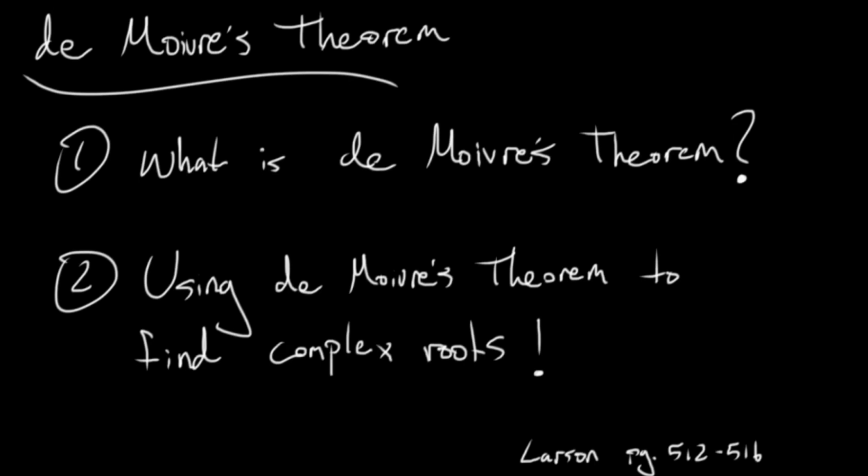But we are going to look at the theorem, and then we're going to use that theorem to determine the complex roots of numbers. So, like, what's the square root of 4? It's 2, and negative 2, 2 being the principal root. What is the square root of 4i? That's what this lesson's going to try to answer. So, with that said, if you want to check this stuff out in the textbook, specifically the Larson textbook, page 512 to 516, but let's go ahead and jump into De Moivre's theorem.